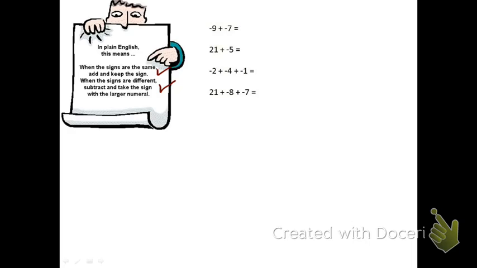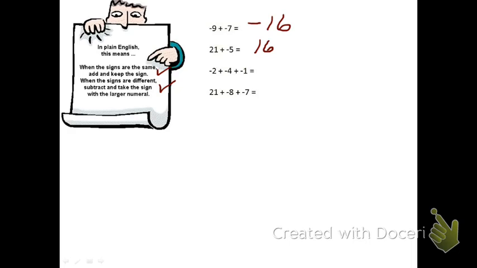Our first one here, negative 9 plus negative 7, the signs are the same, so I just add them together and keep it negative. It's a negative 16. 21 plus a negative 5, they're different signs, so I take the difference, I subtract. So 21 take off 5 is 16, and since the 21 was positive, our answer is positive.